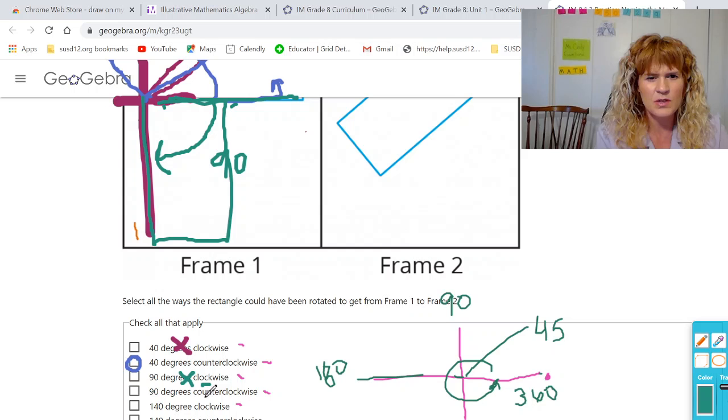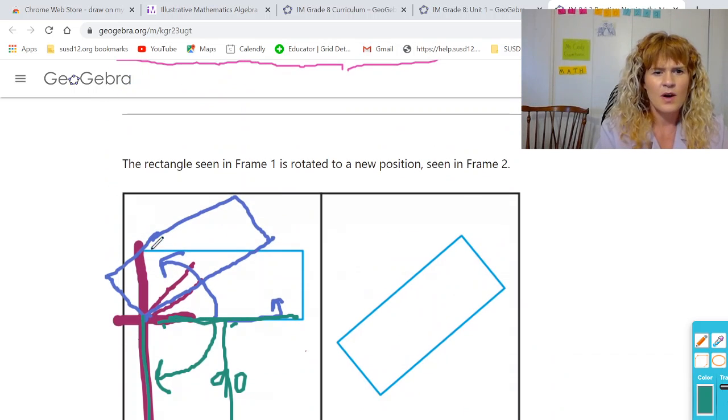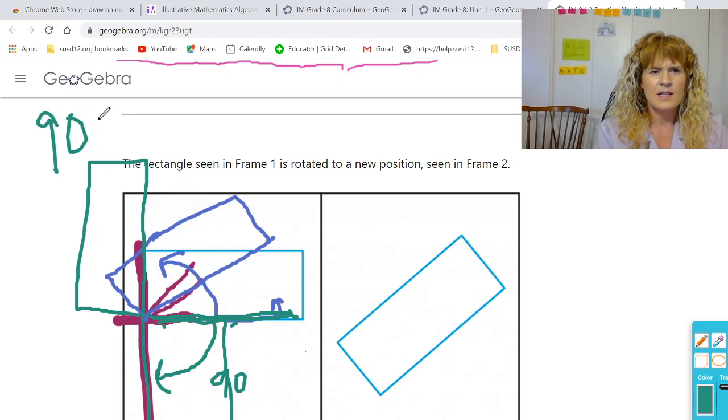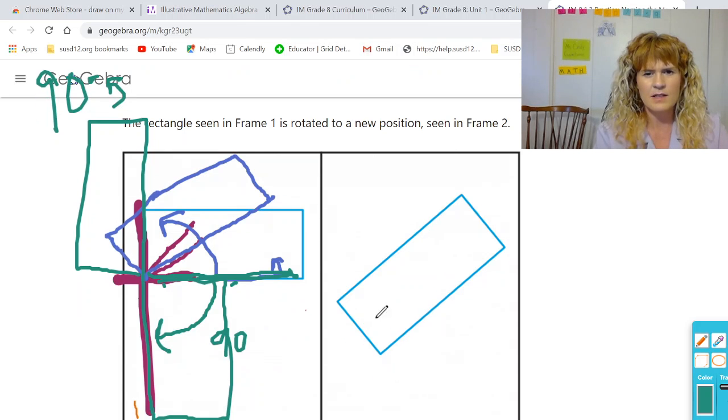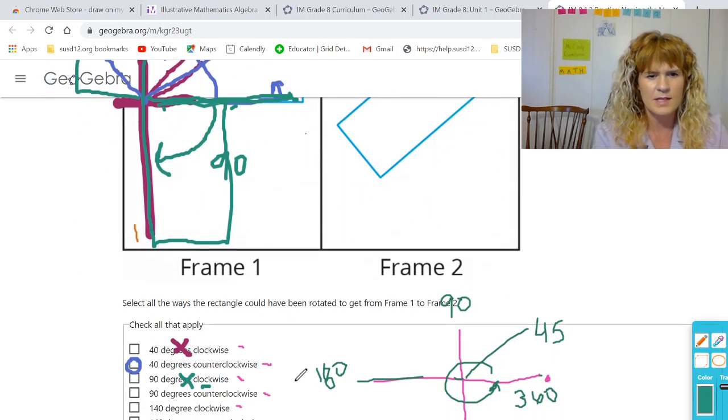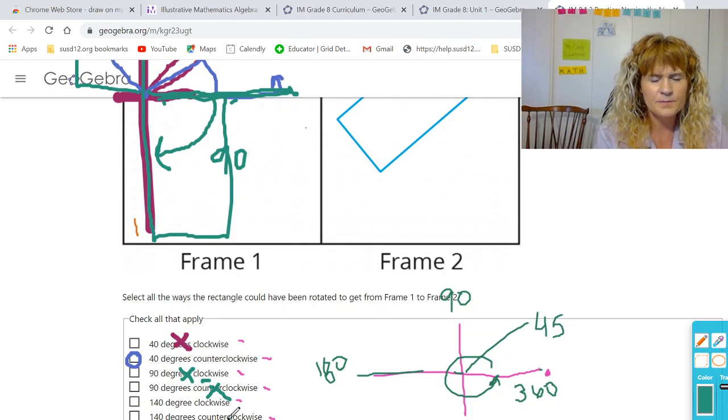What about 90 degrees counterclockwise? Well, as I was about to show, that's if this bottom line comes all the way up to here. So there, that is 90 degrees counterclockwise. That could not be the case here. This result is not from a 90 degree counterclockwise rotation. We can see that. So I'm going to X that out. Okay, what about a 140 degree clockwise rotation?